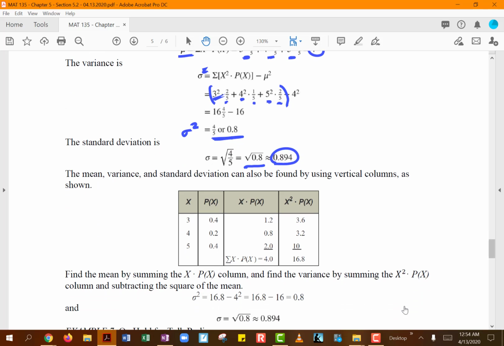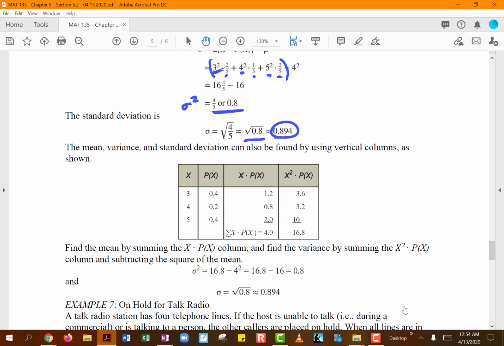So this was just kind of doing our example like we would normally do, but they are showing you that you can actually also use a table to do the same calculation. So you take your outcome and your probability, and you can set them up as vertical columns. So when we multiply the outcomes times the probability, we get our x times p(x). So this is going to be our calculation for the mean. So this here is your mean, and then when you take x squared times the probability, this will actually give you the first part for your variance calculation.